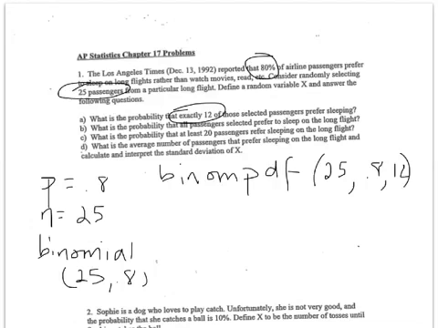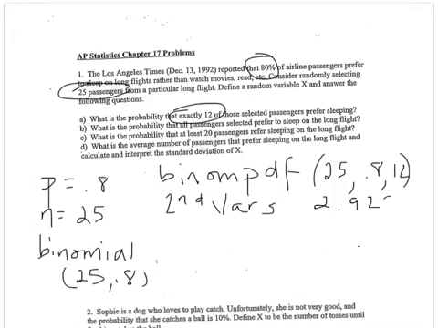Now the buttons on your calculator are going to be second vars, which is where you are going to find the binomial PDF. So if you head up on the calculator, once you hit second vars, you're going to go to A. Enter in your trials, 25, your probability, 0.8, and then your x value of 12. And this one gives us a value of 2.97927, or 928 if I round up.